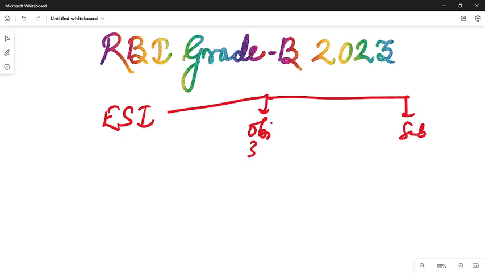Objective portion entails 30 questions worth 50 marks. There are some 1 markers, there are some 2 markers. Subjective entails 6 questions, 3 questions 15 markers, 3 questions 10 markers. So this is the main pattern.